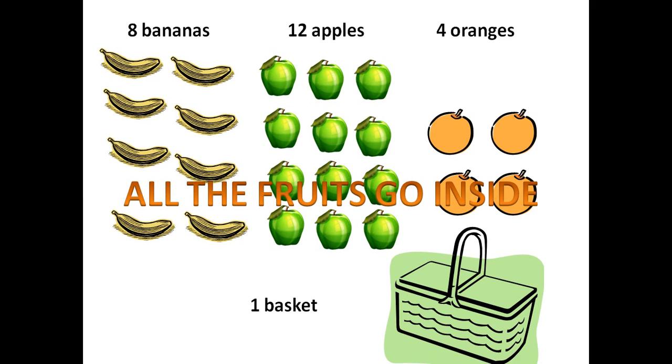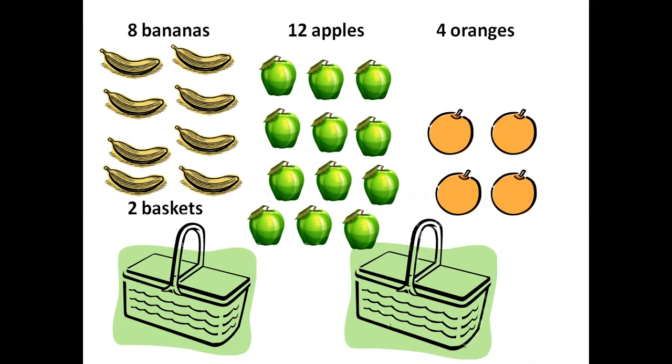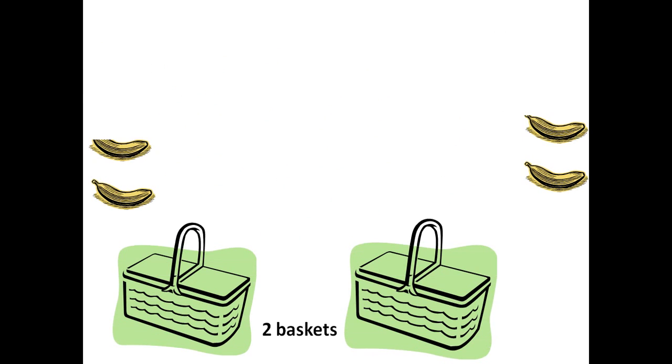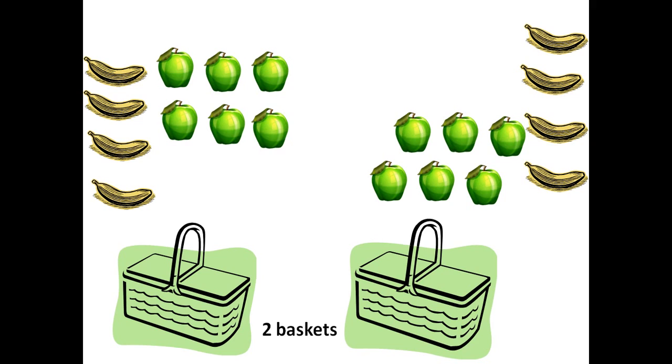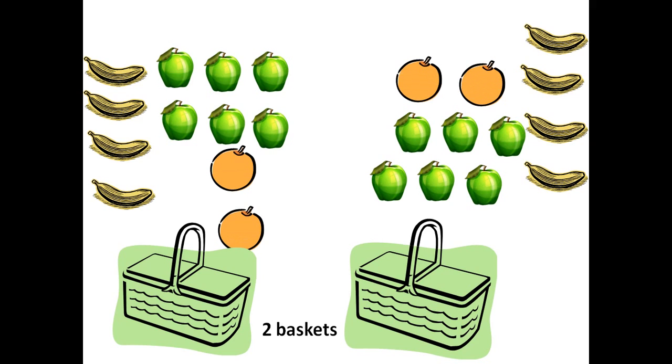But what if we use 2 baskets? Can we do an equal distribution? Let's see. So now let's present it with 2 baskets. In 2 baskets, we can use 4 bananas per basket, 6 apples per basket, and 2 oranges per basket, which means that we can make an equal distribution with 2 baskets. But we want to know if we can use more baskets. Let's try with 3 baskets.